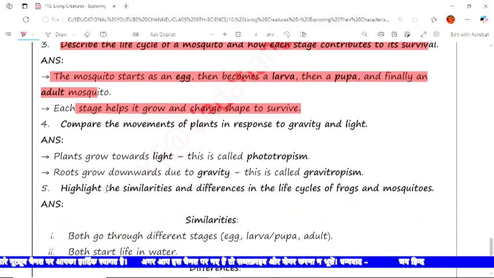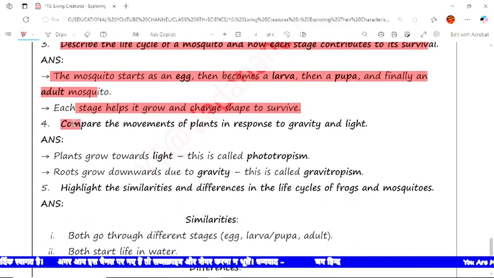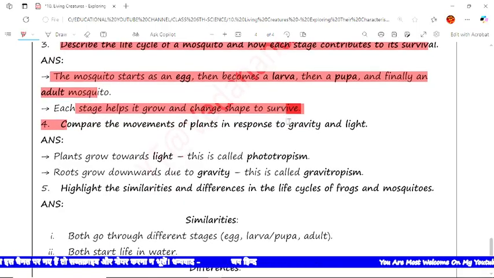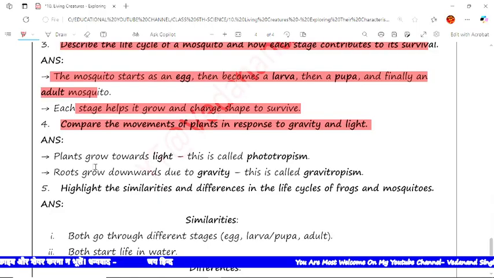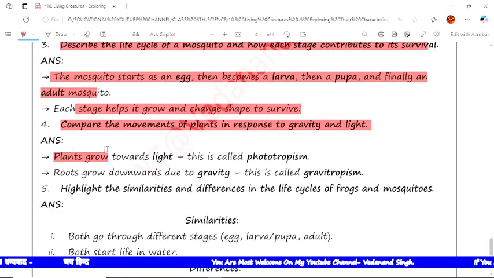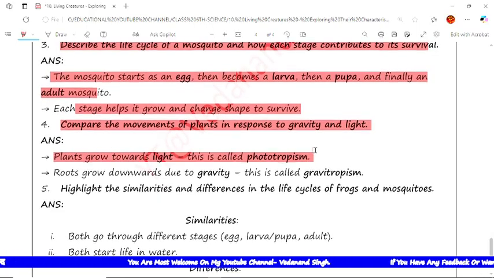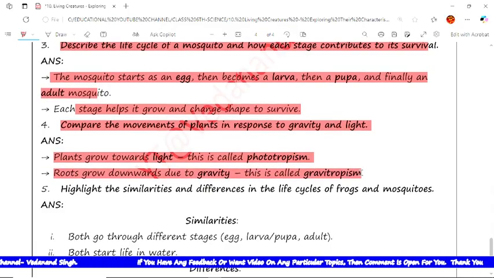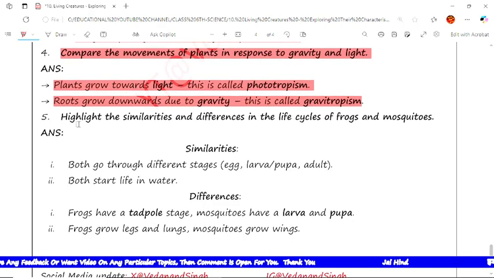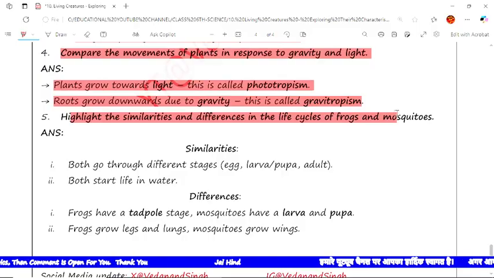The next question is compare the movement of plants in response to gravity and light. The answer is plants grow towards the light. This is called phototropism. Next is roots grow downward due to gravity. This is called gravitropism.